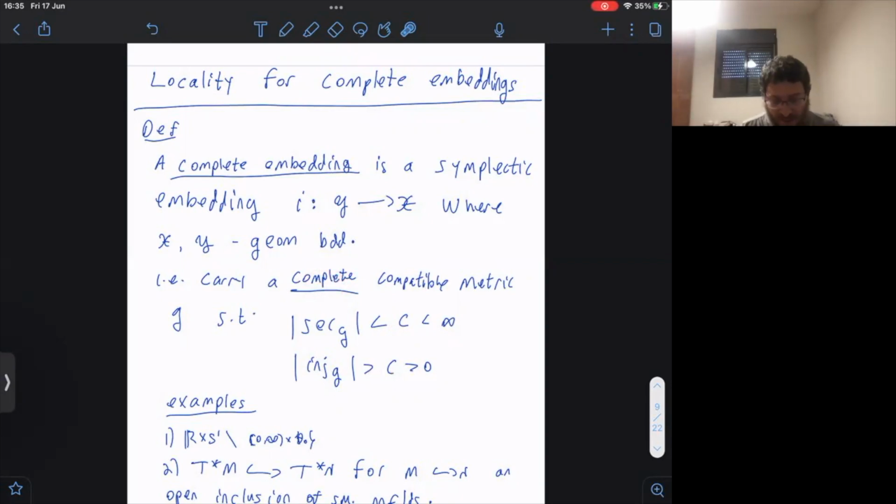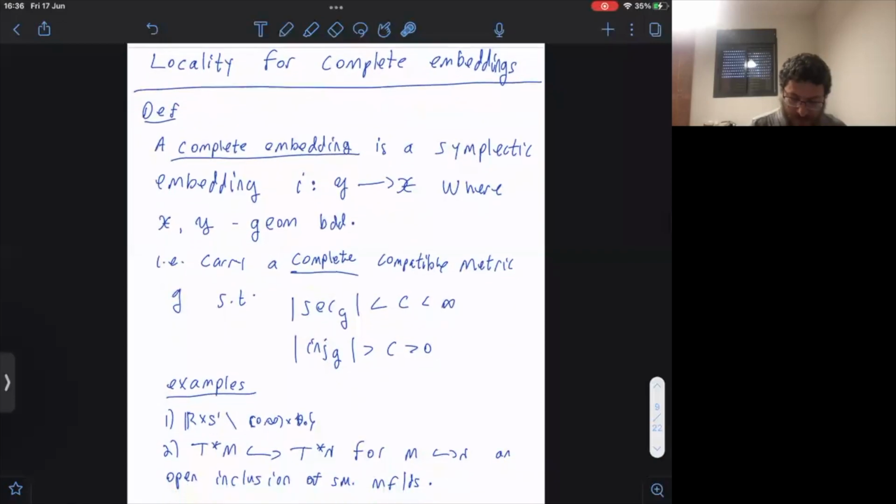And of course, it's very important that we say the word complete, because if it's not complete, then anything goes. It would be quite easy to satisfy these conditions without completeness. So the word complete embedding refers to the case where both the ambient space and the included space are geometrically bounded.